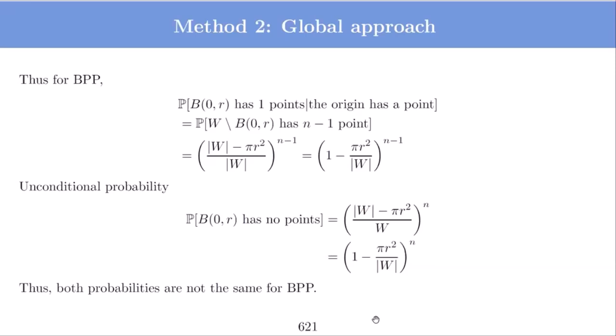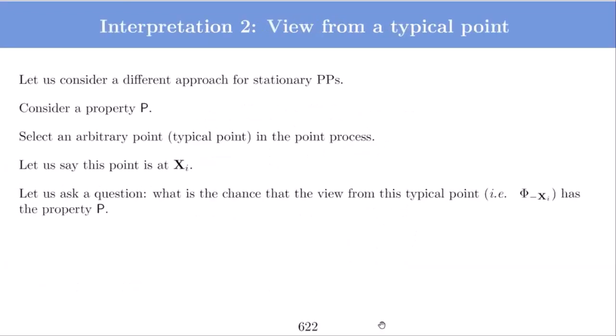Okay. So we discussed two methods to compute this Palm probability. Now that was the first interpretation. Now we go to the second interpretation of Palm probability. The first one was that it is a conditional probability. Palm probability is basically that you condition on a point and then you ask what is happening to its neighborhood or the rest of the point process.